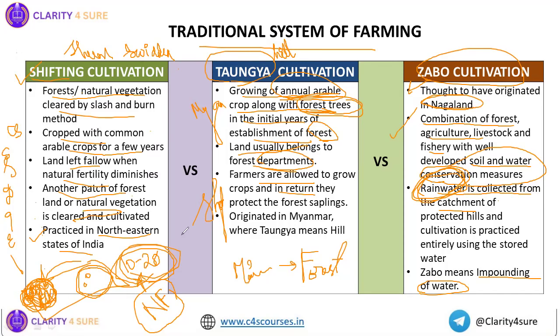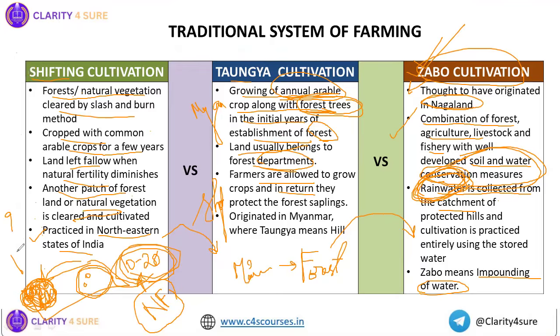So that is why you can say the shifting method was a destructive method. Next comes Tonga, which is a win-win for both the forest department and the farmers. Next comes the Zebo method, where we go for soil and water conservation measures. So out of these three, you can title the Zebo method to be the best, isn't it? Because here we take care not just of our needs but also of the environment, because we are going for soil and water conservation and we are not using external input, rather we are using only the rainwater that is being collected for farming. So this is about the three traditional systems of farming that we have seen.